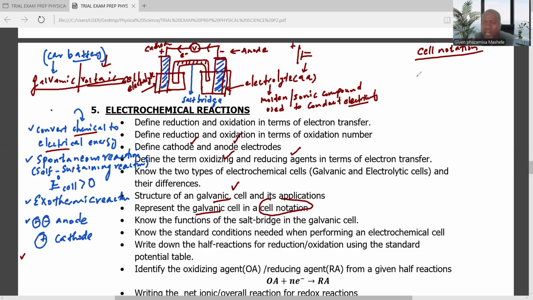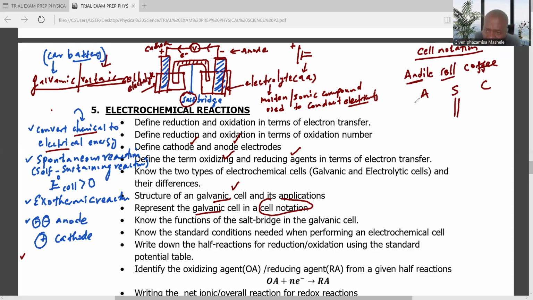Andile cell coffee. It's either coffee or chocolate. Andile cell coffee. The cell here is for the salt bridge.